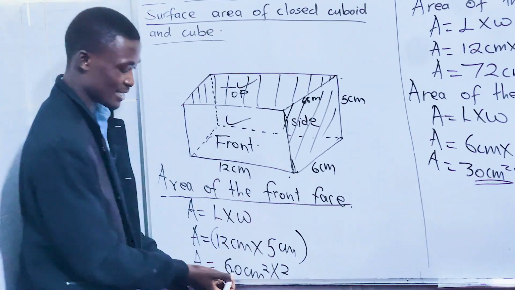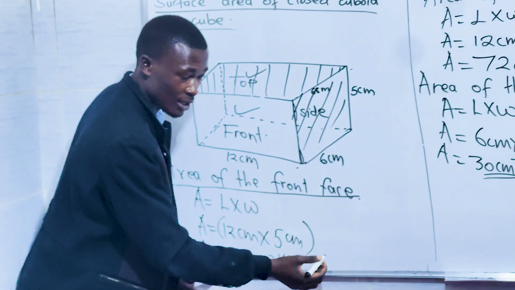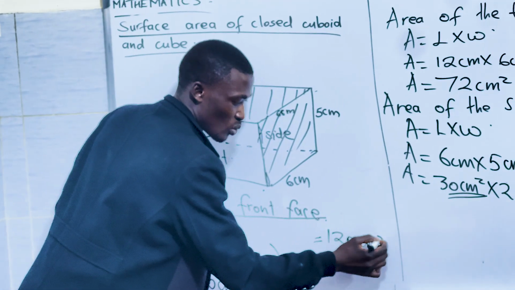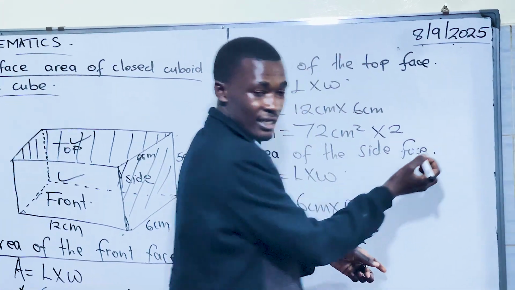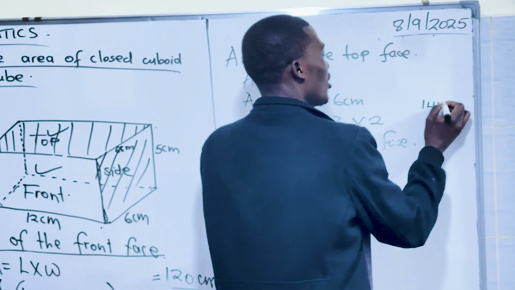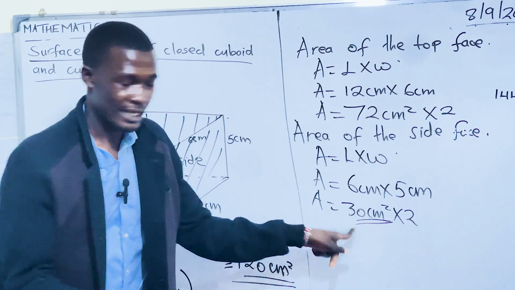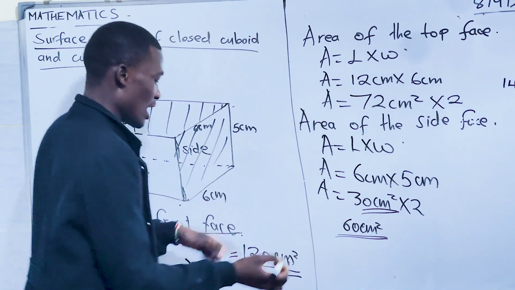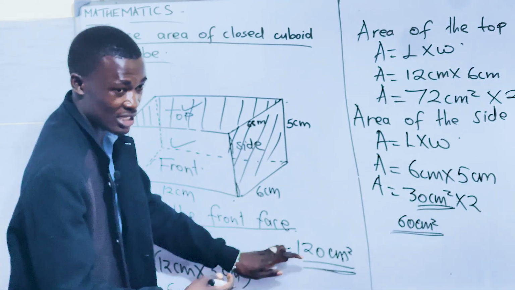Let us multiply 60 times 2. You get a total of 120 centimeter squared. Then 72 times 2, we get a total of 144 centimeter squared. Then 30 times 2, we get a total of 60 centimeter squared. Then we can now add whatever we get as the final area after multiplying by 2.